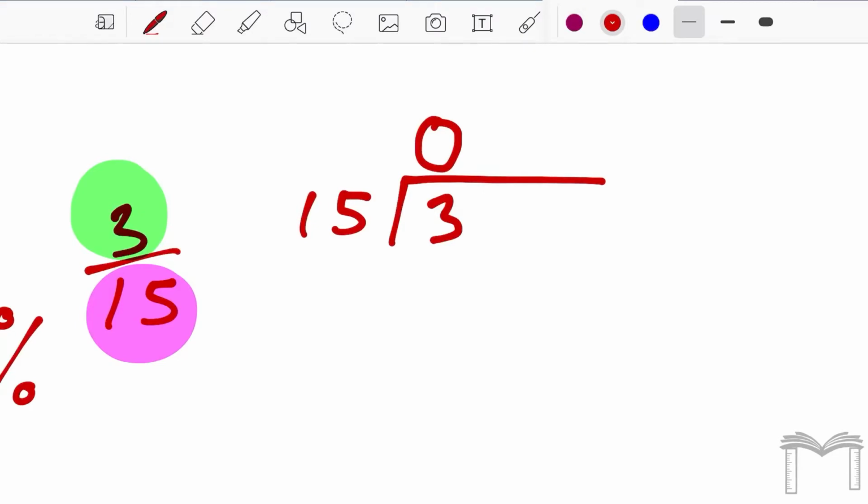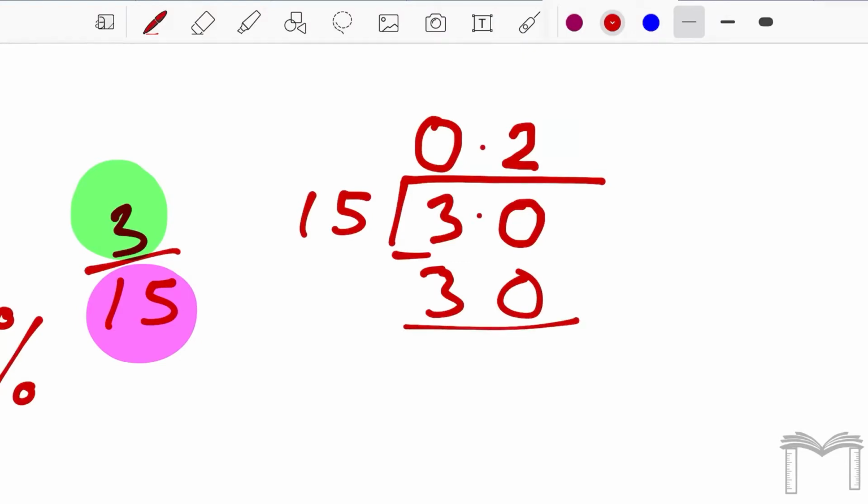Now, at this point, we put a decimal point after the 3, and we also put it in the answer above, and we add a 0. 15 now into 30 is 2. Two times 15 is equal to 30, minus, we will get 0. So your answer is simply 0.2.